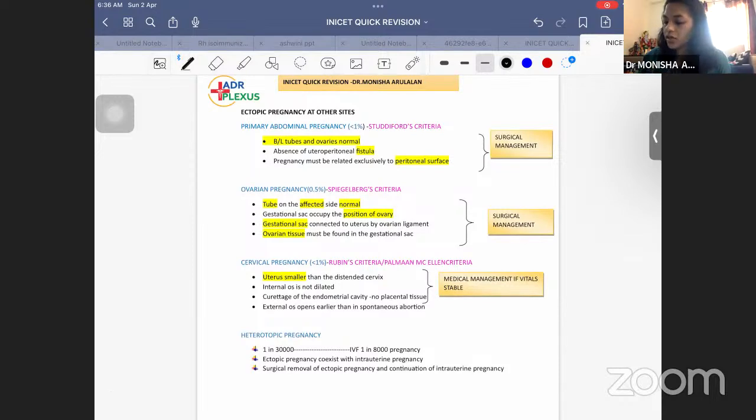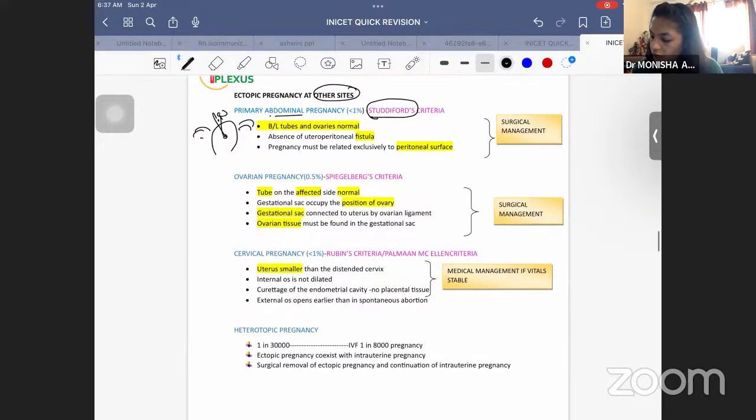That is, ectopic pregnancies at other sites. If it's an abdominal pregnancy, it's called Studdiford's criteria. See, it's very simple. The criteria are not very complicated, it's very common sense. The pregnancy is in the abdomen, it's not in the uterine tube. So bilateral tubes and ovaries will be normal. There should not be any fistula. Pregnancy must be related to the peritoneal surface. Simple, okay? It's in the abdomen.